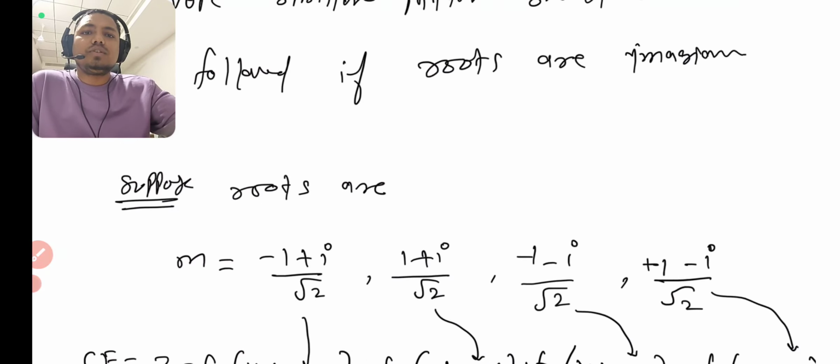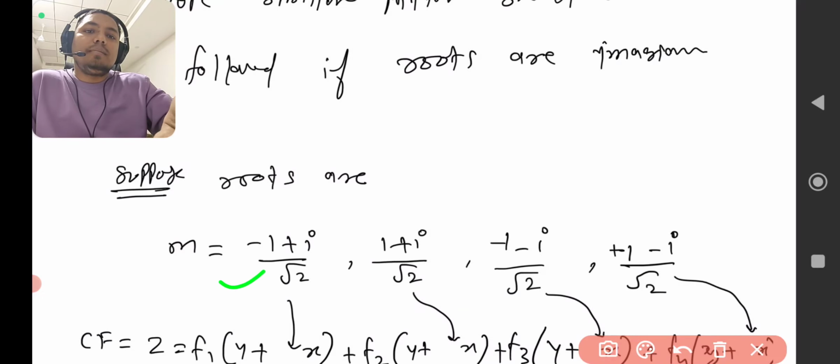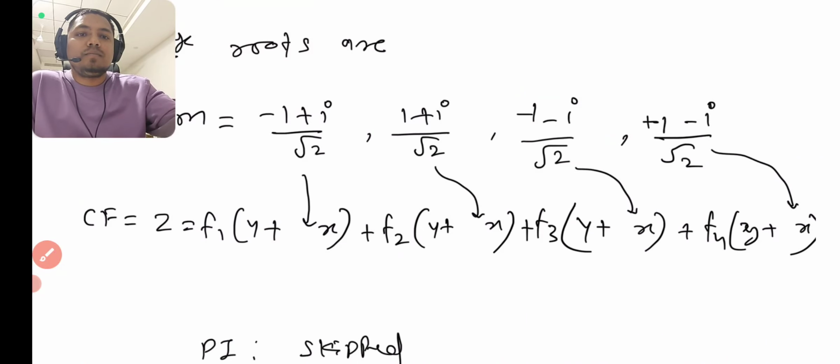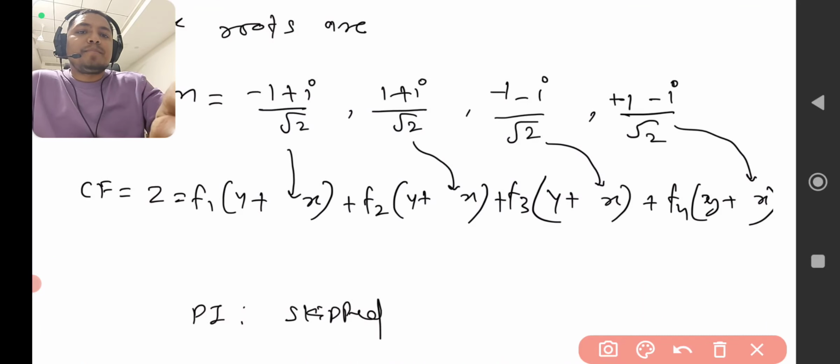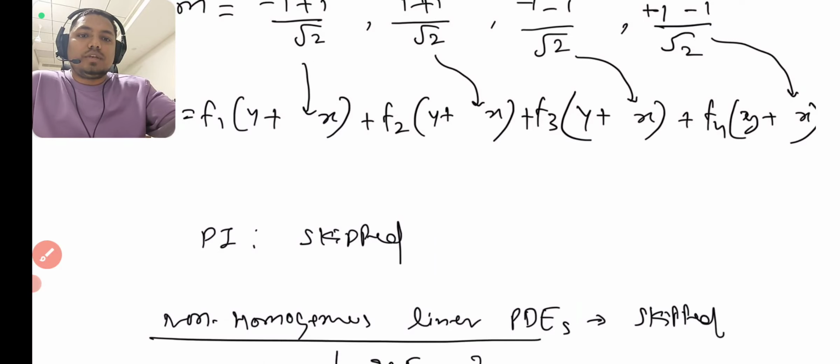For example, suppose you are solving a differential equation and you got four roots like this: minus 1 plus i by root 2, 1 plus i by root 2, minus 1 minus i by root 2, plus 1 minus i by root 2. They all are separate numbers. So in that case, simple. This one you substitute here in the coefficient of x. This one you substitute here, all the roots are separate. Nothing to worry if the roots are complex, nothing to worry. Okay, and pi you skip.